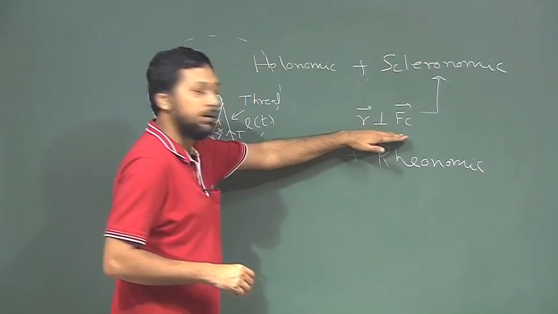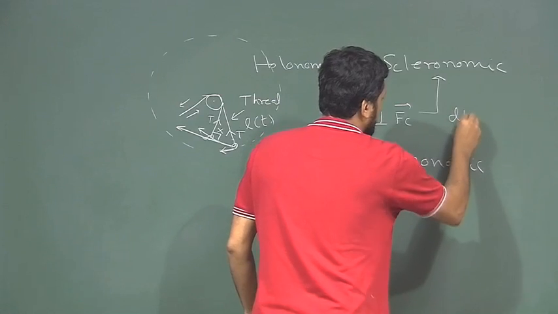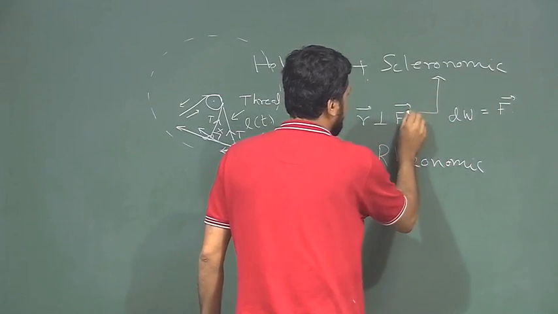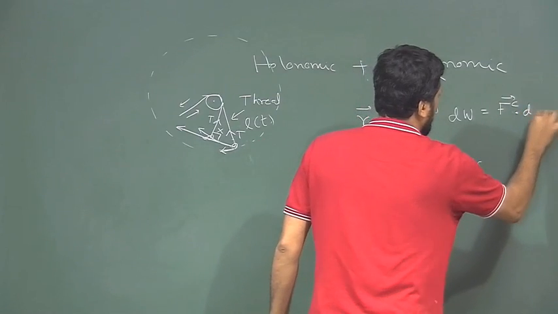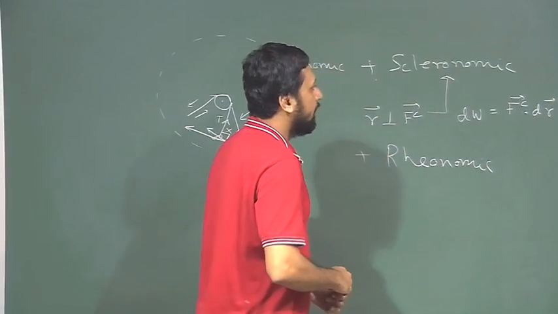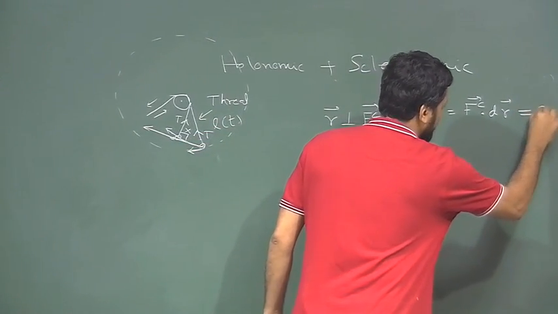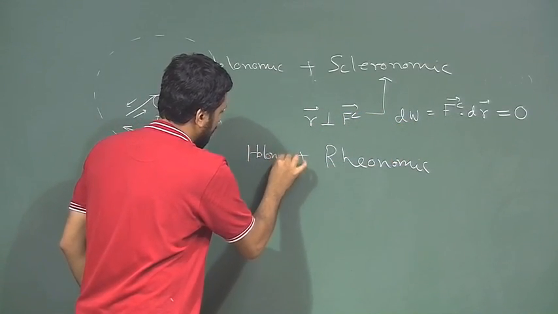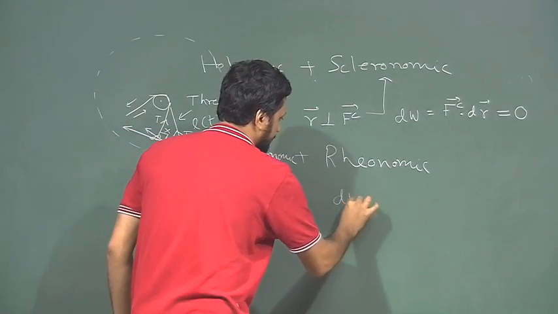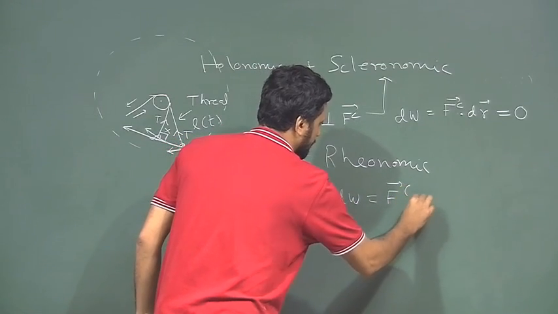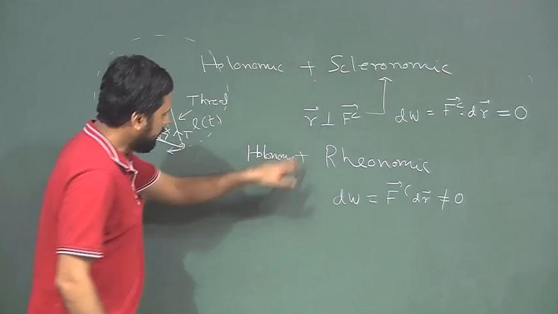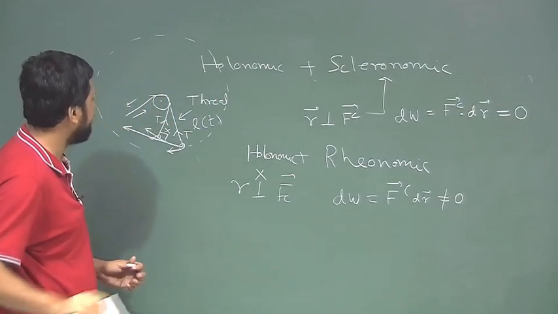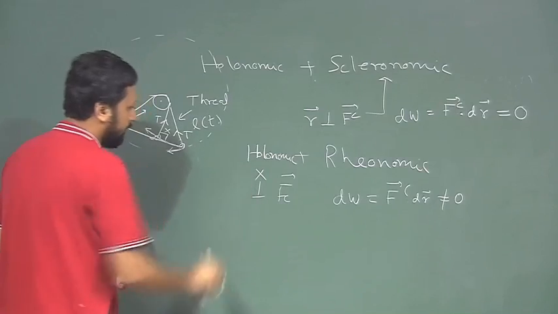The work done due to the forces of constraint is given by dW equal to F c dot dr. In the earlier case this is equal to 0, but if we calculate the same quantity for a holonomic plus rheonomic constraint, then dW, which is F c dot dr, is not equal to 0, because r is not perpendicular to F c, or I should not say r actually, I should say the instantaneous velocity v.